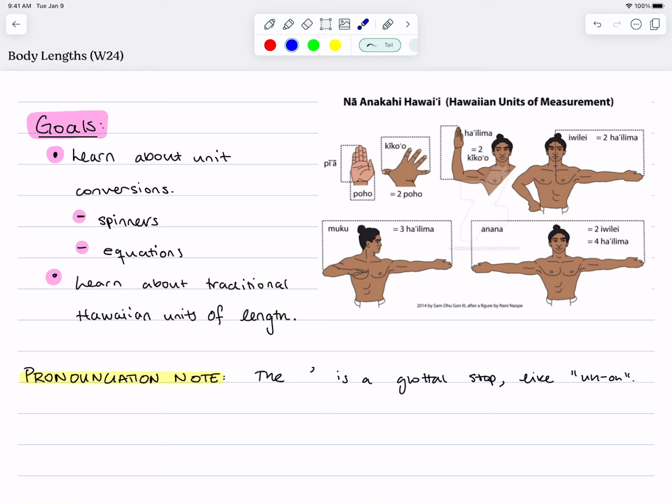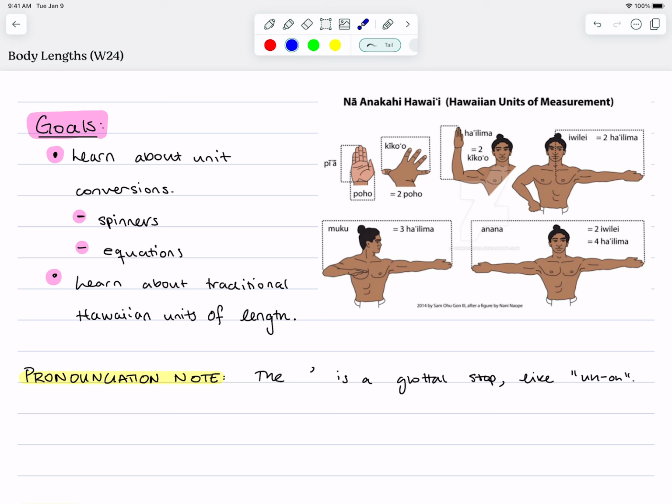Hello everyone. Today we're going to be talking about the body lengths activity that we'll be doing with the students. So the goals of this activity are to build off the understanding about unit conversions that we already started on when we started talking about unit conversions the previous week. We're going to continue doing that using spinners and equations, and in doing so we're going to learn about traditional Hawaiian units of length.